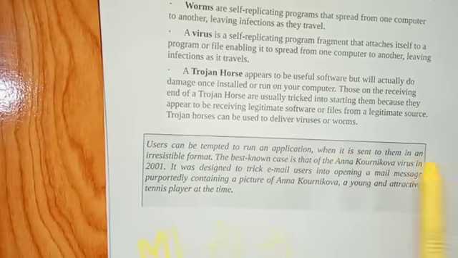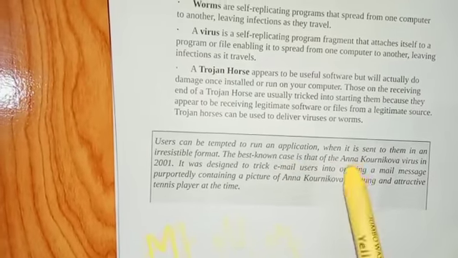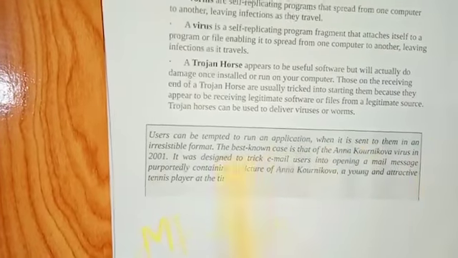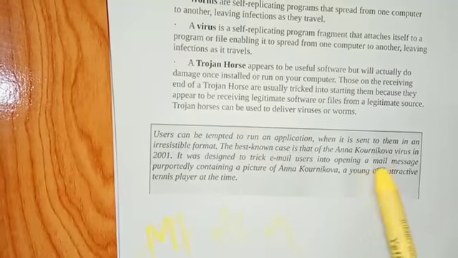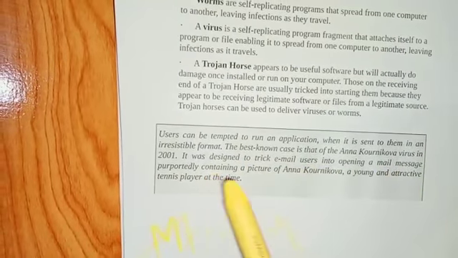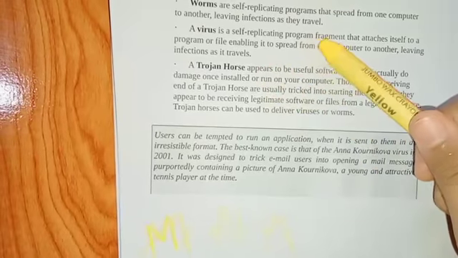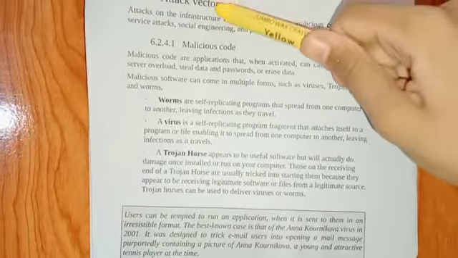When it is sent to them in an irresistible format. The best known case is that of the Anna Kournikova virus in 2001. It was designed to trick email users into opening mail messages, and Trojan horses can be used to deliver viruses. The process is all about Trojans, viruses and worms, which is discussed here.